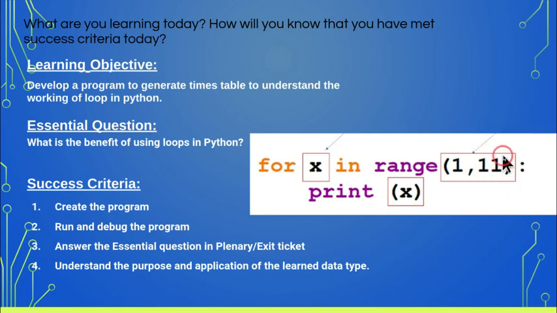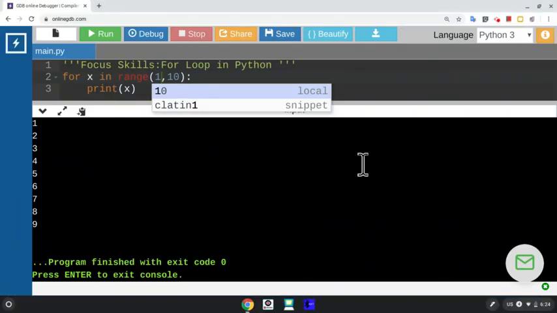11 is the outer bound, and like many things in Python, the outer bound won't be counted and it won't print 11. Every time I'm printing x here, to see what the output will be and how our for loop with the range function is working. Let's try it to develop a better understanding of the for loop.